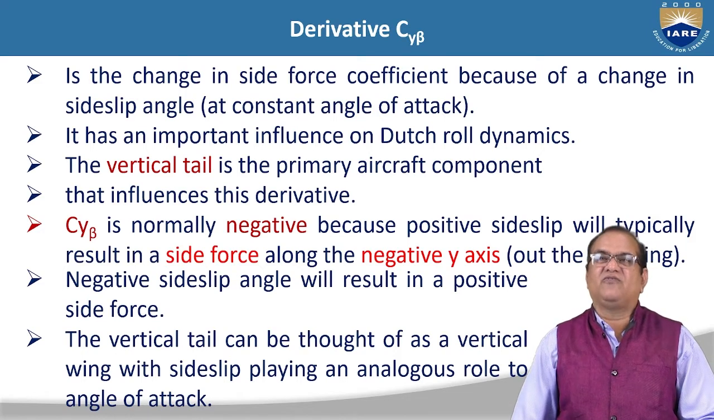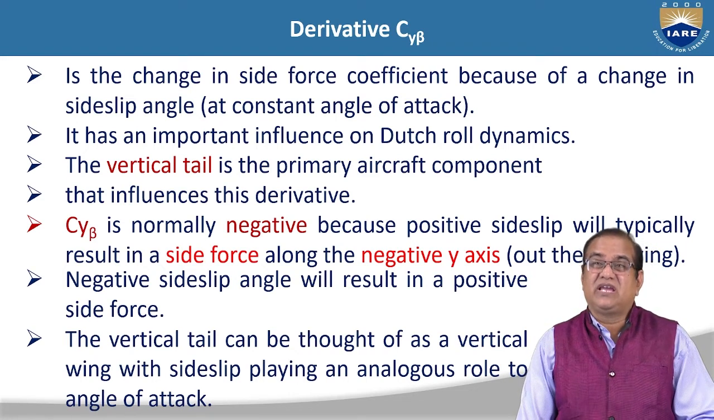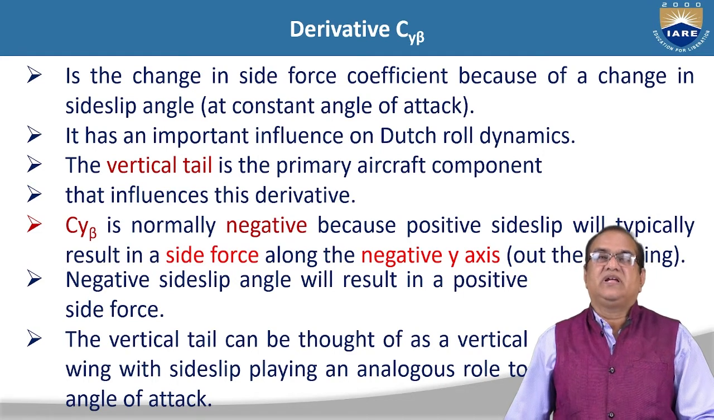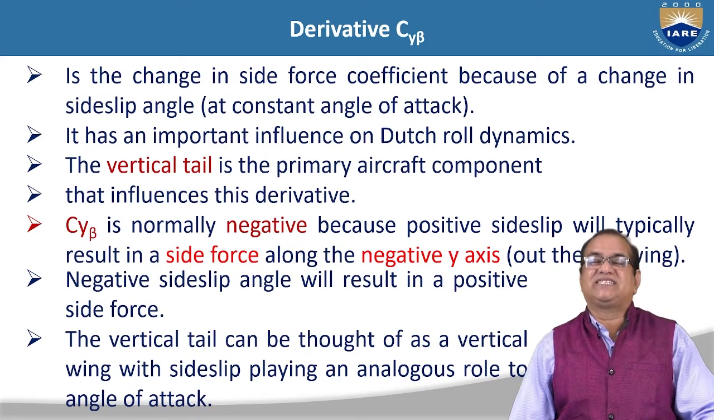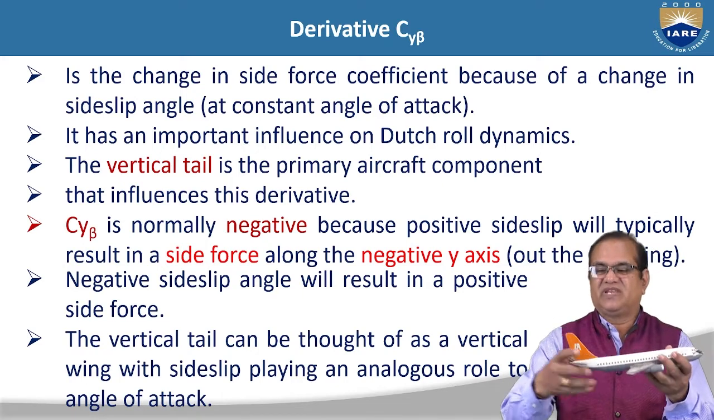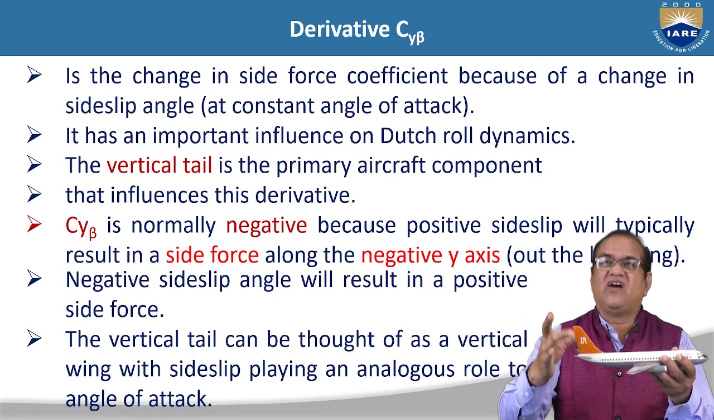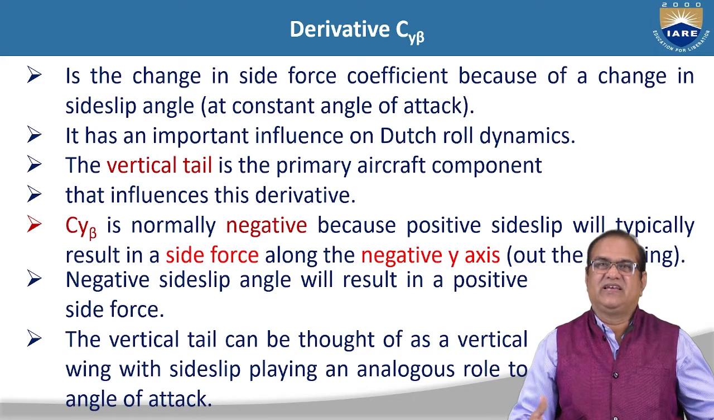It has an important influence on Dutch roll dynamics. It is very, very important that we understand that these parameters are very much implemented for the elimination of the Dutch roll effect of the aircraft. The vertical tail is the primary aircraft component that influences this derivative. So this vertical fin, you see, this is the vertical fin here. This vertical fin is a very important component which will affect this side force. We will be discussing it.